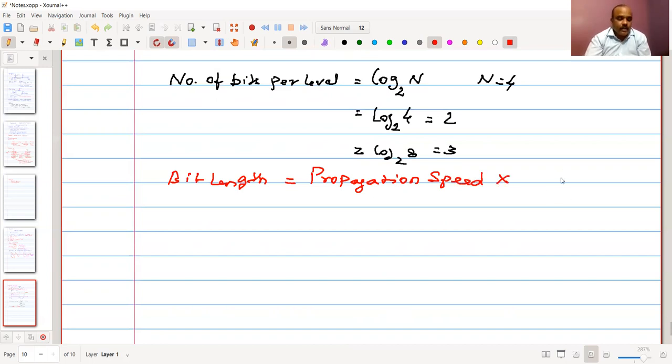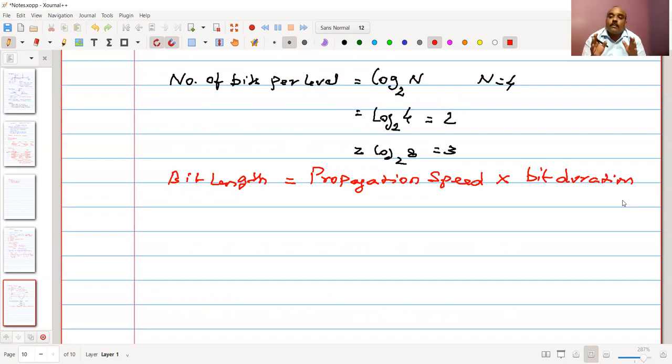Multiplied by bit duration. So if you compute this, bit length is the length that a bit occupies in a cable. So it's a very crucial parameter. If I know the length of the bit, the length of the cable, and the propagation speed, it will tell me how many bits I need to put on a cable so that the data can be sent. Those examples we will take care of.